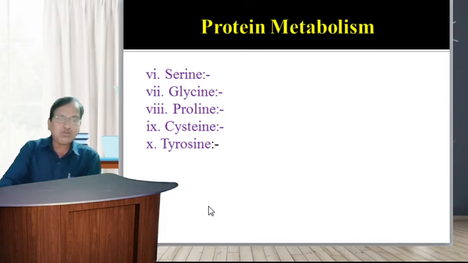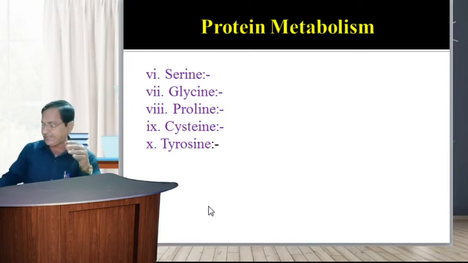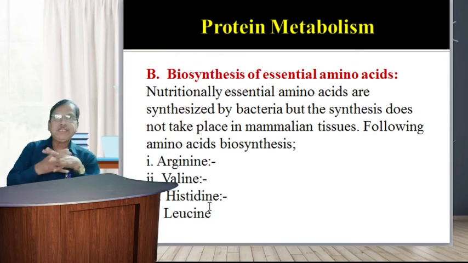Most importantly, tyrosine and phenylalanine are biosynthesized from prephenate, which is converted into an amino acid specific intermediate. So in this way, this is the biosynthesis of non-essential amino acids. Next is B, the biosynthesis of essential amino acids.